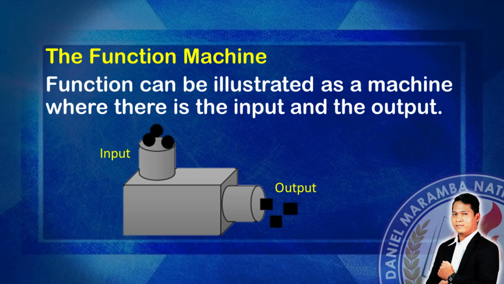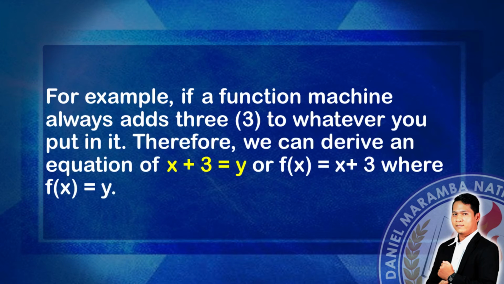Great! Next is the function machine. A function can be illustrated as a machine where there is the input and the output. For example, if a function machine always adds 3 to whatever you put in it, therefore we can derive an equation of x plus 3 equals y, or f(x) is equal to x plus 3, wherein f(x) is equal to y.